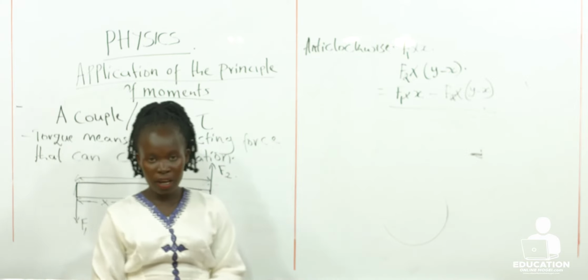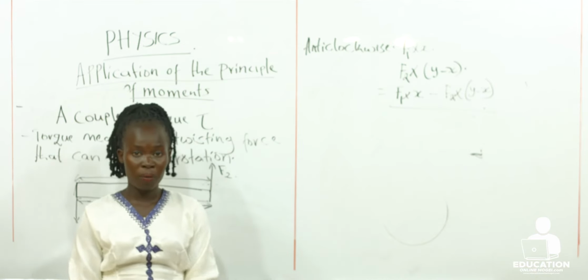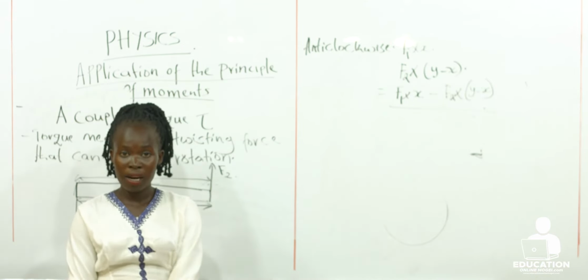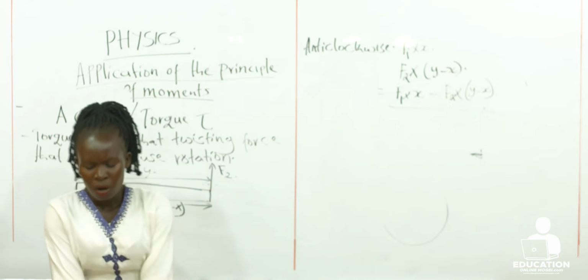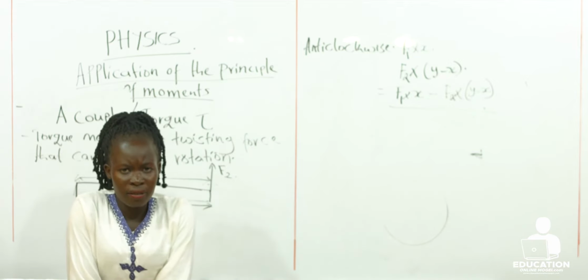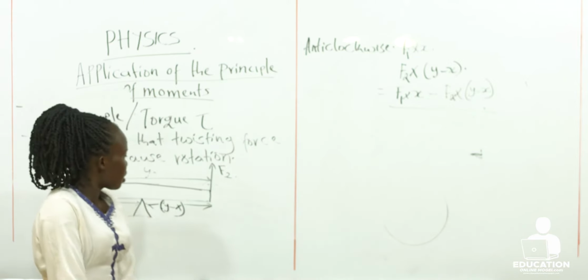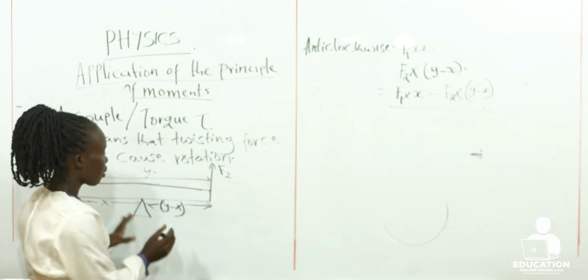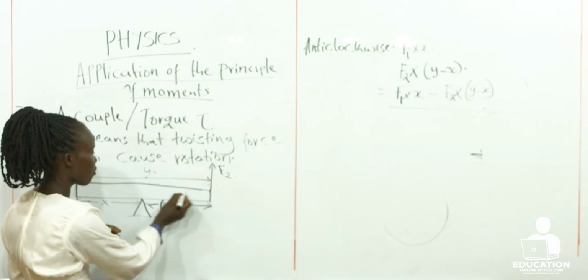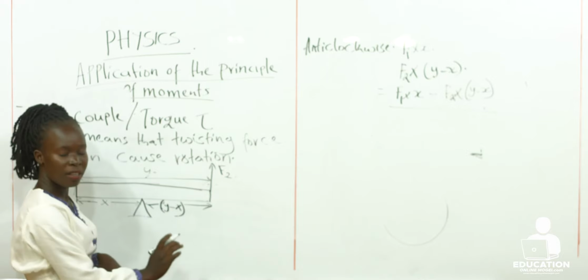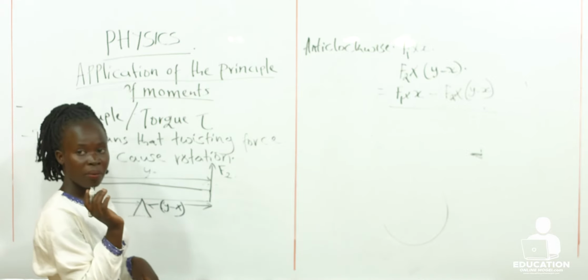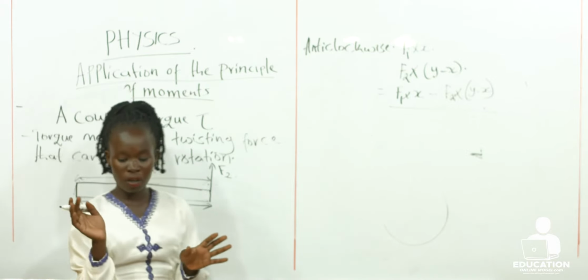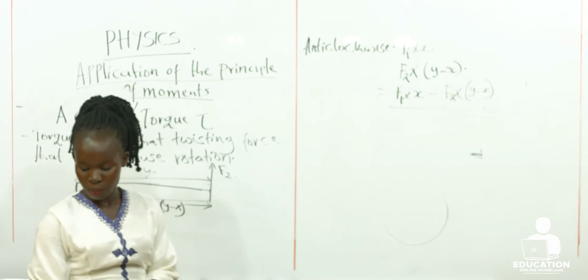So you can also define it as two or more parallel forces whose lines of action are the same. So you see that these parallel forces should be coming from the same line or from the same plane. However much you're going to have them, as many as possible.